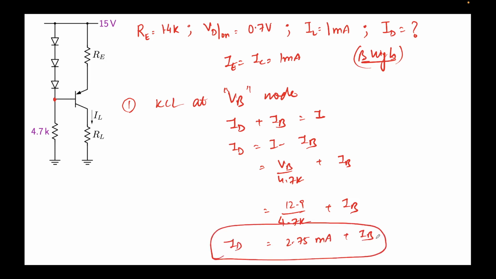Now we just need to find the value of IB. How do we find IB? We know IC, so IB equals IC upon beta. Now beta is high. What do I mean by high? Even if I assume beta equal to 100, which is a high enough value, this will give me IB equal to 0.01 milliamps, and the first term is 2.75 milliamps. So this IB can be neglected with respect to the first term. This IB is negligible, so I can approximate it to be 2.75 milliamps.